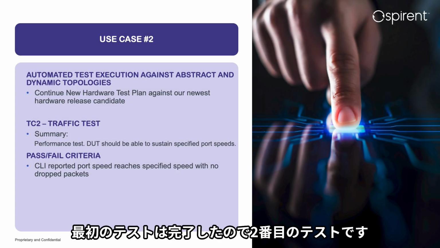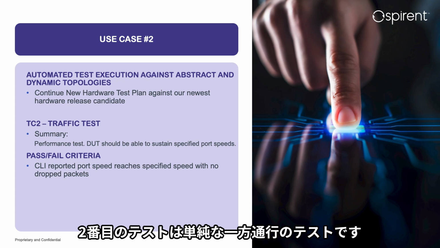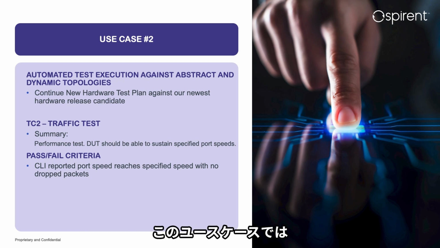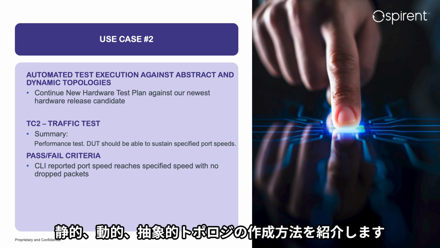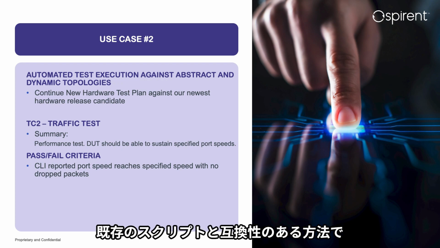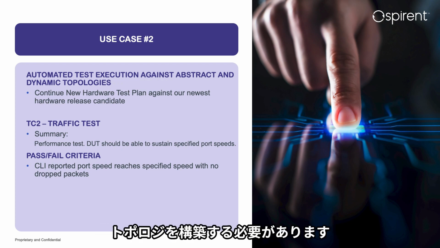Now for the second. Our second test is a simple one-way traffic test. The topology we need for this isn't made yet, so this use case will introduce us to how to create static, dynamic, and abstract topologies. The test is already automated, so we'll want to make sure that we build the topology in a way that's compatible with the existing script.